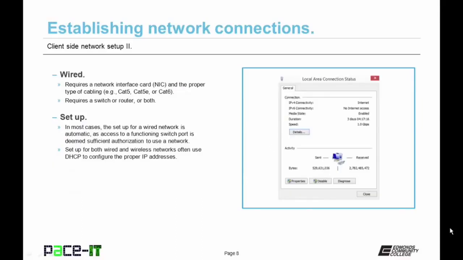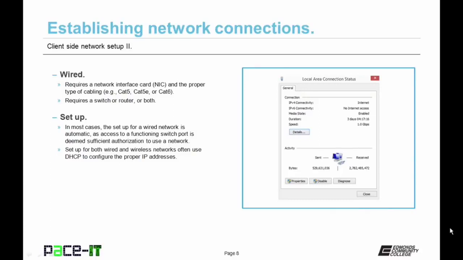Now, a wired connection requires a network interface card, a NIC. Actually, they all do. You also need the proper type of cabling: Cat5, Cat5e, is it Cat6, etc. You also need a way to connect to the network, which would be a hub at the minimum. It would be preferred that you use a switch or a router, or both.